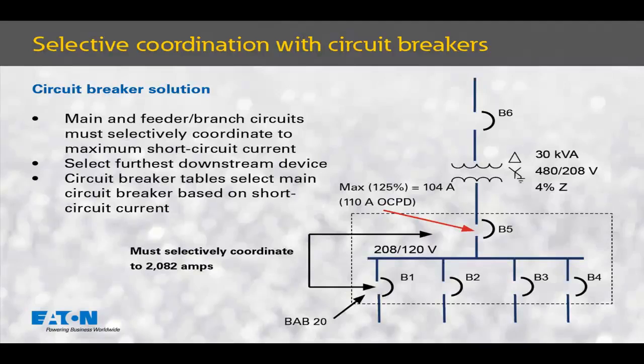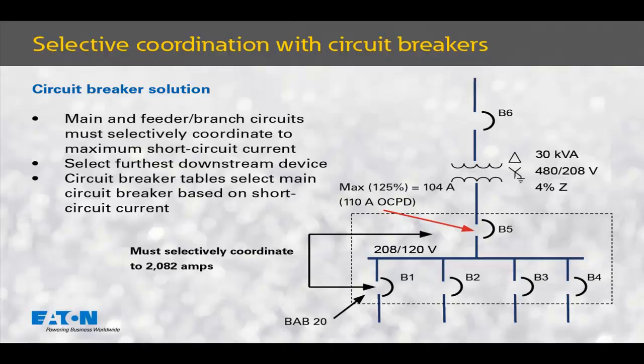First, we'll focus on the secondary of the transformer and select the main and branch devices in this panel board. The largest circuit breaker in the panel board branch locations, circuit breakers B1 through B4, is a 20 amp device. We're going to use the Eaton BAB20 as the device in that location. Because we have 2082 amps available fault current on the secondary of the transformer, we have to select a main circuit breaker for this panel that selectively coordinates with that BAB20 up to 2082 amps.